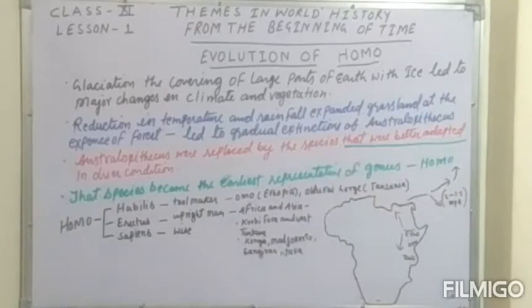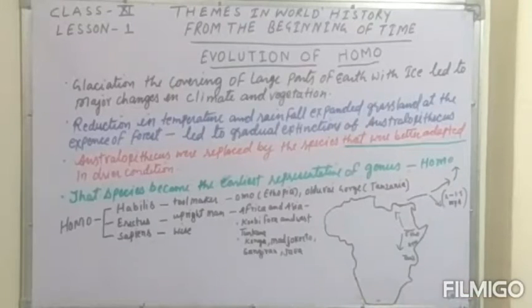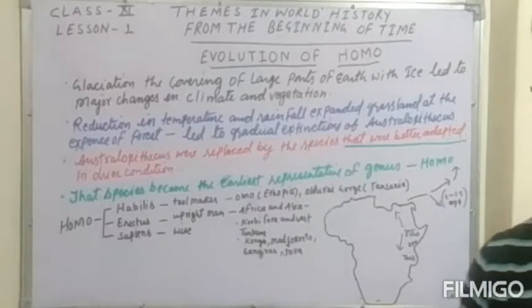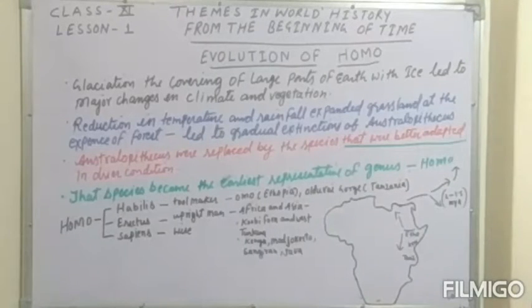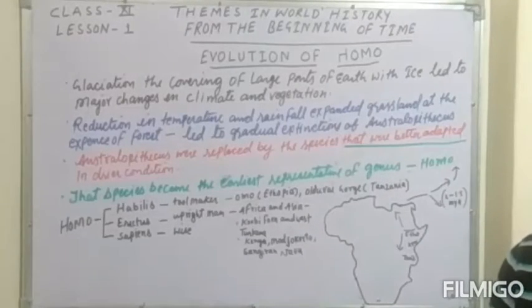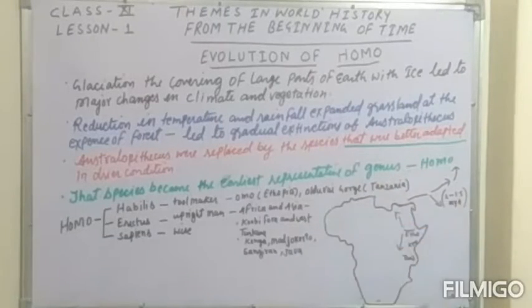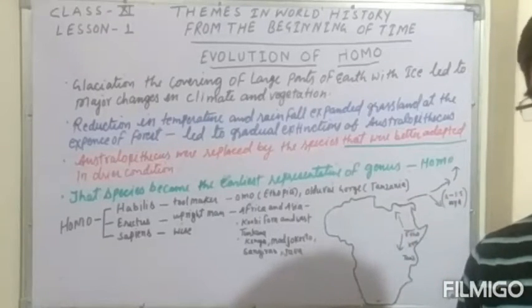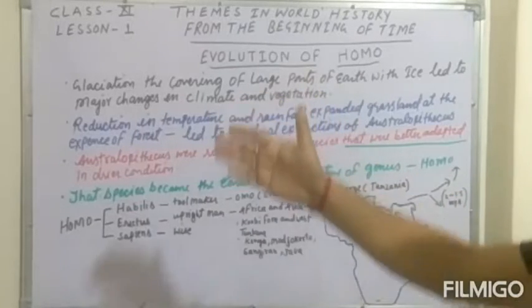So this condition was very responsible for the extinction of the Australopithecus, because they were not habituated to live in drier conditions. Drier conditions mean there was little possibility of water. The Australopithecus had to survive very forcefully. These tough conditions did not support them to live for a longer period of time on the earth during the glacier period.